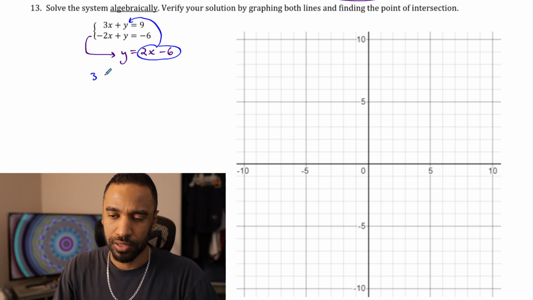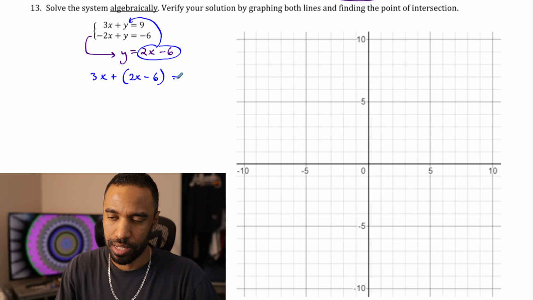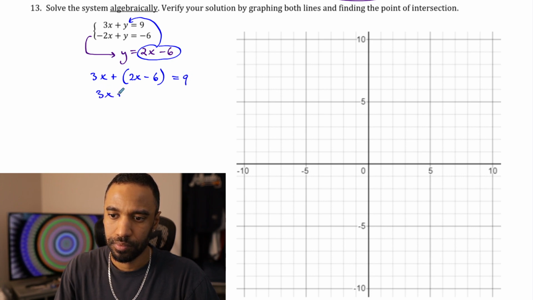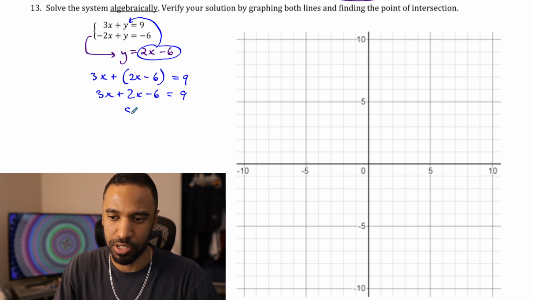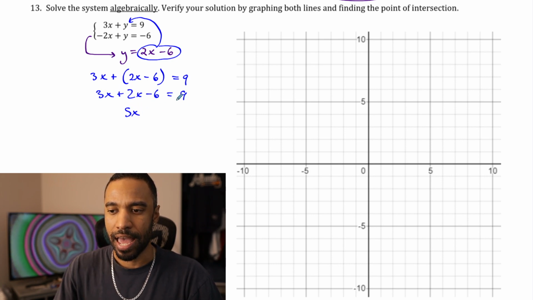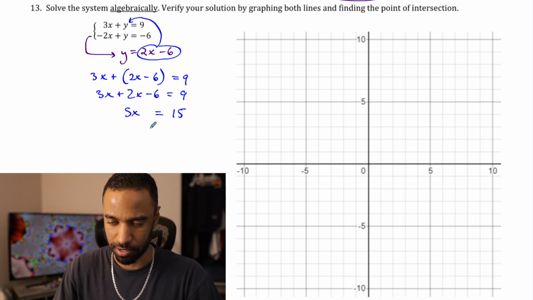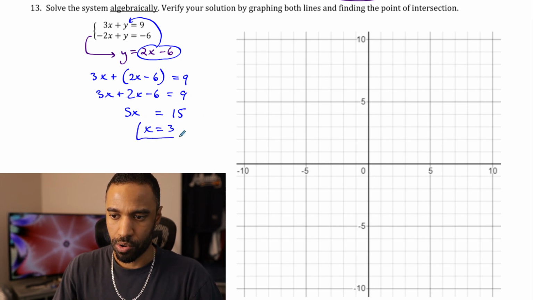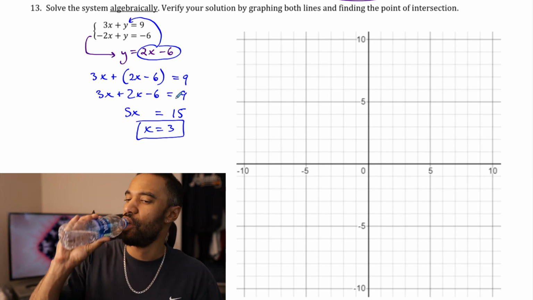I have 3x plus 2x minus 6, that's my y, equals 9. So 3x plus 2x minus 6 equals 9. I can combine like terms here. 3x plus 2x is 5x. Add 6 over, and I get 15 on that side. Divide by 5, I get x equals 3. So 3 is the x value for the solution set. We can find out what the y value is.